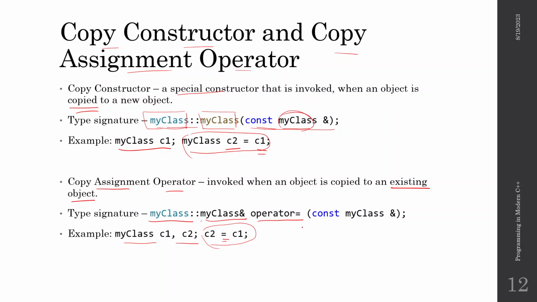We overload this equal to operator, and it also accepts a reference to an object of my class type. So both accept references to the object of my class type, which is the similarity between them. But this one does not return anything. This one returns another reference.